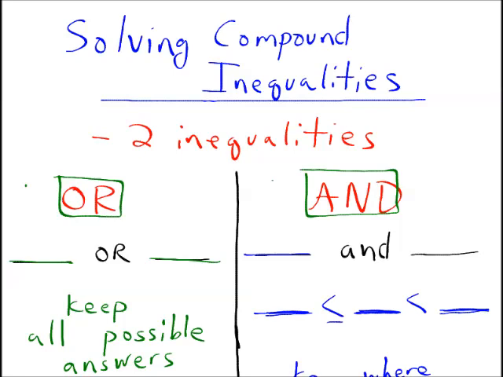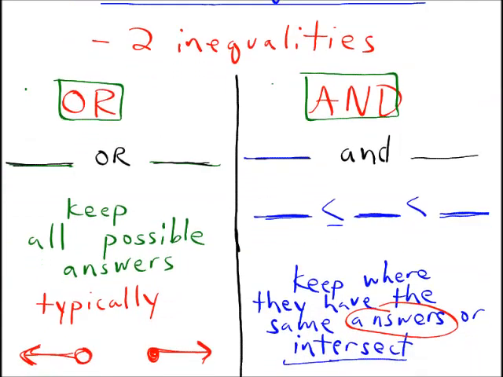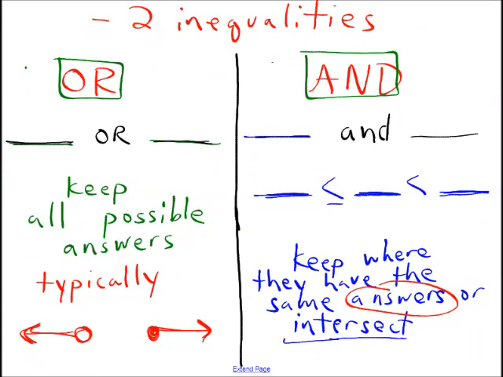It's very easy to distinguish between these two types. Or statements will always say the word or. So we'll have an inequality, the word or, and another inequality. For or statements, we want to keep all possible answers. So no matter what happens, we're going to keep all possible answers.